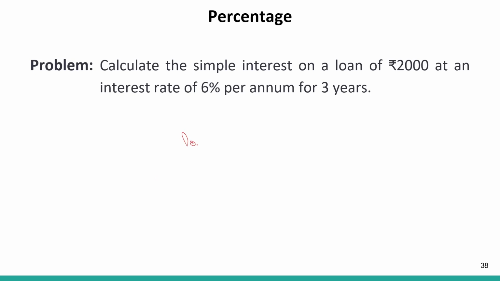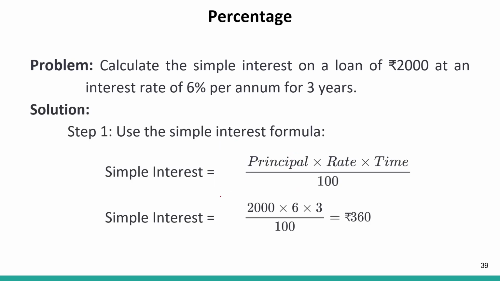Okay, so loan amount is 2000 rupees. So at an interest rate of 6% per annum, and time period is 3 years. Okay, so you have 3 years as time period, 6% as interest rate, and loan amount is 2000. So we want to calculate the simple interest. So use the simple interest formula.